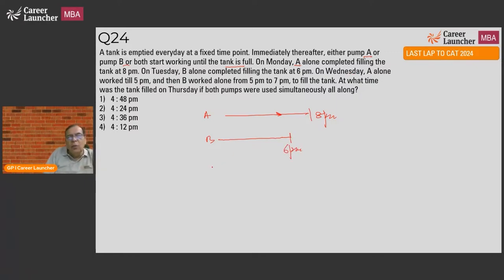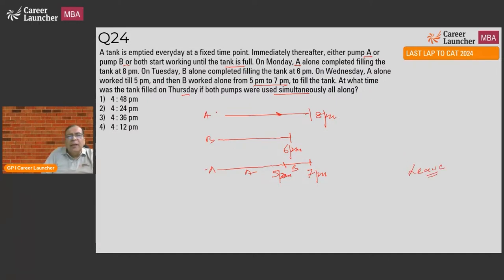On Wednesday, A alone worked till 5 p.m. And then B alone worked from 5 to 7 p.m. So this is A alone, this is B alone. At what time was the tank filled on Thursday? Both pumps were used simultaneously all along. Now, this is a little confusing question, and if you don't understand the question, it is perfectly fine to leave it. So if you don't understand, then it is a leave question. It is not a round 2 question.